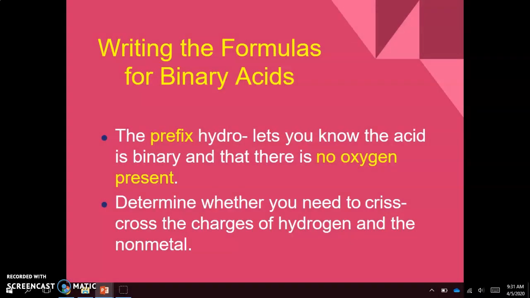Remember, we just learned that the prefix hydro lets you know that the acid is binary and that there's no oxygen present. A binary acid means there are two elements involved, right? Bi means two. So once you determine that there's no oxygen and you're dealing with a binary acid, you need to determine whether or not you need to crisscross the charges of the hydrogen and the nonmetal, because you want to wind up with a neutral compound.